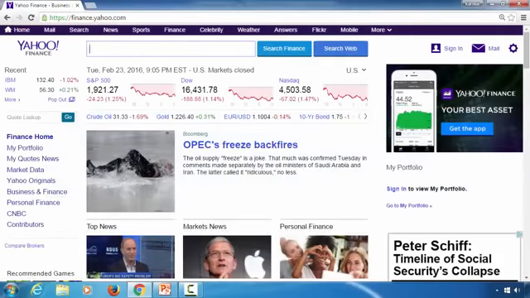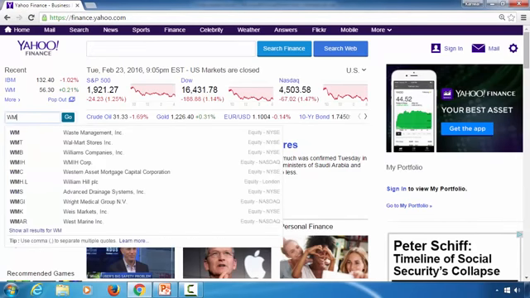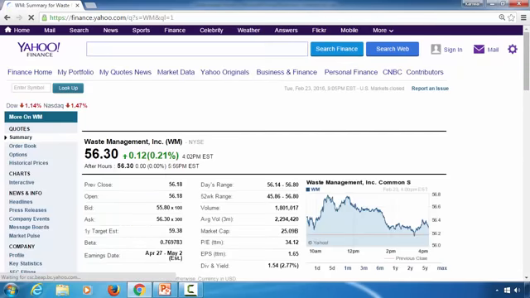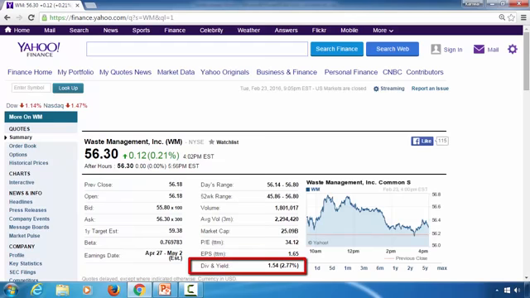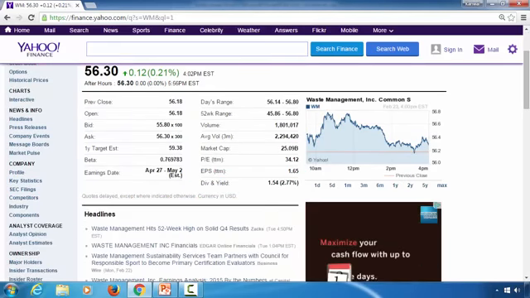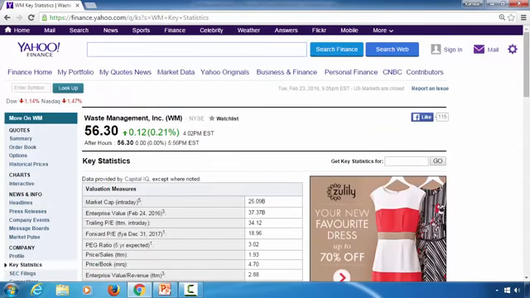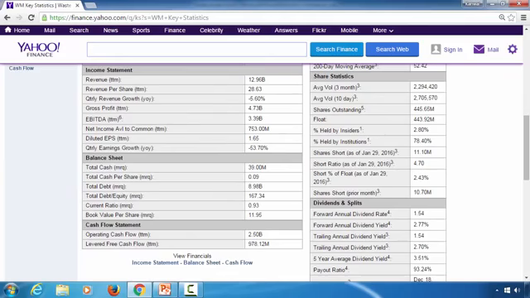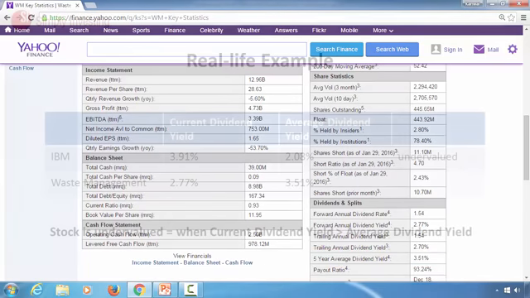Now let's go take a look at Waste Management. Back to Yahoo Finance, I'm going to put in the stock ticker symbol for Waste Management, WM. You can see that the dividend yield today for Waste Management is 2.77%. We're going to click on Key Stats. The 5-year average dividend yield for Waste Management is 3.51%. So let's go ahead and put both of those values back into our table.